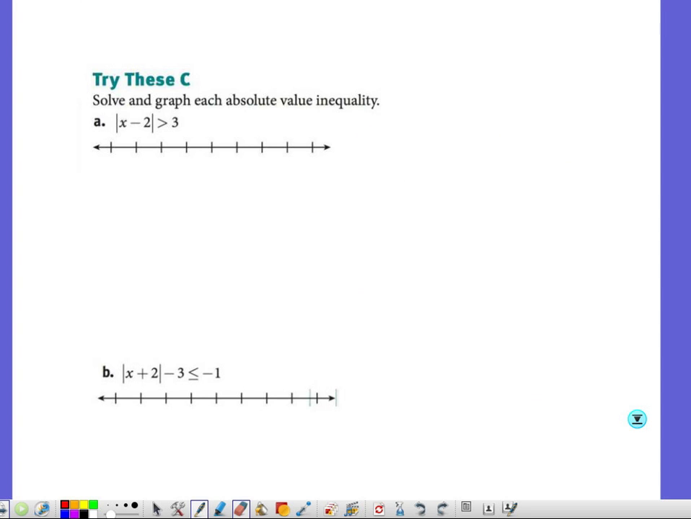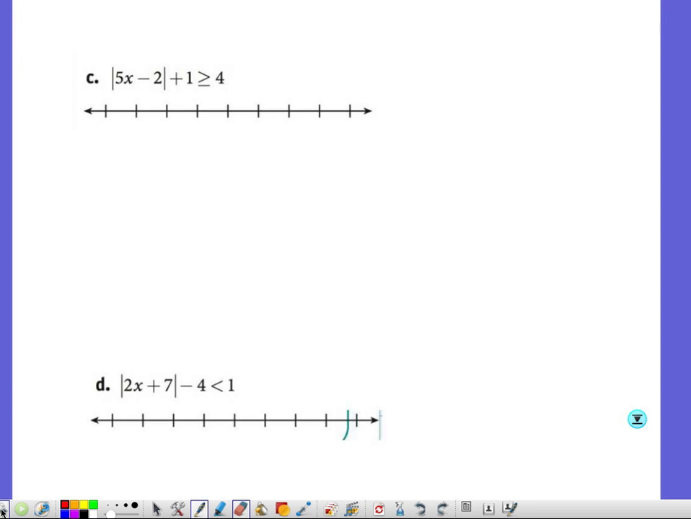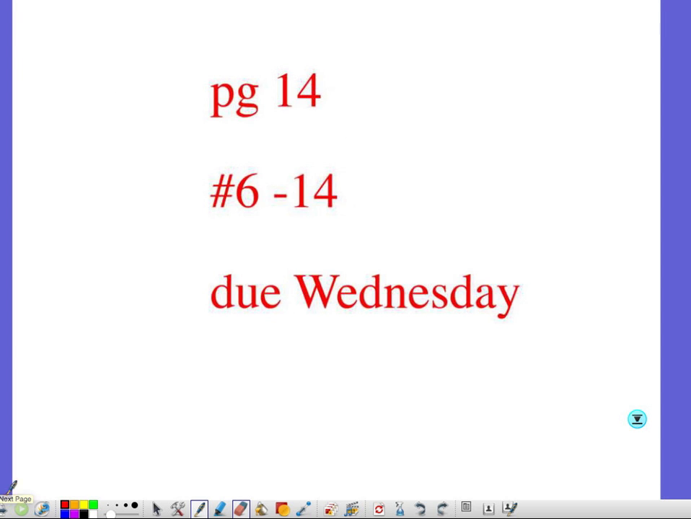Okay, so basically I have you doing A, B, C, and D, and just as a reminder, you're going to have to do page 14, number 6 through 14. That is going to be due on Wednesday.